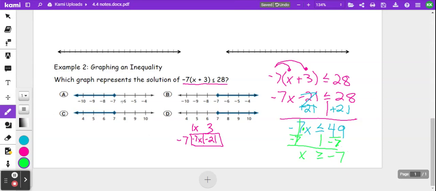So if I look at my answer choices, these two are at negative 7. These two are positive 7. So I know it's not them. It's a closed circle, and I see all of them are closed circles. And so I just have to figure out which direction it goes. So the x is bigger, x is being eaten. That means it has to be B because it will go to the left since the x is larger. Now you're ready to practice.